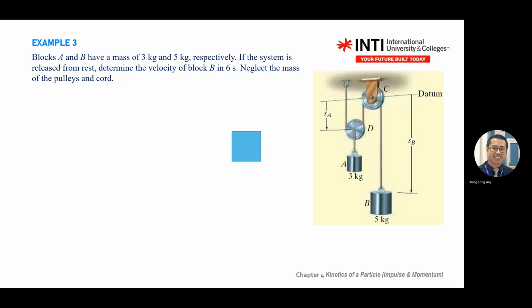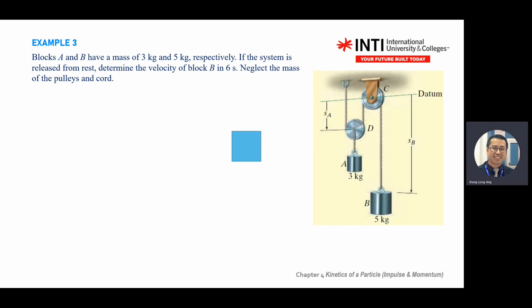Okay. So once you have this, then you are given the weight. One is 3 kilogram, one is 5 kilogram. Object A is 3, object B is 5. It tells you the system is released from rest, so you are given the initial velocity. You need to find the velocity of block B after 6 seconds of release. Ignore the mass of pulley and cord. Here you ignore the mass of the pulley and cord, but not the mass of the objects.